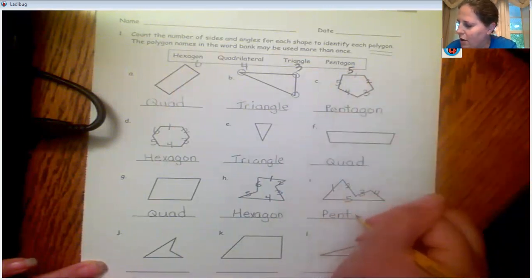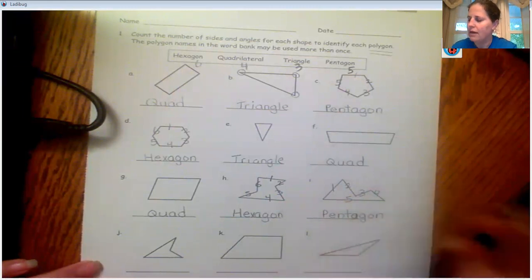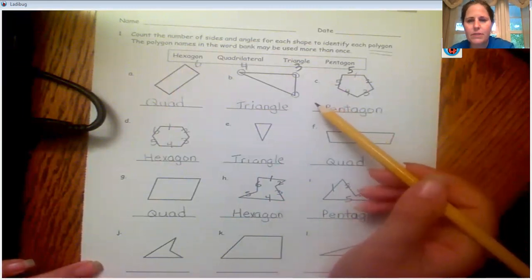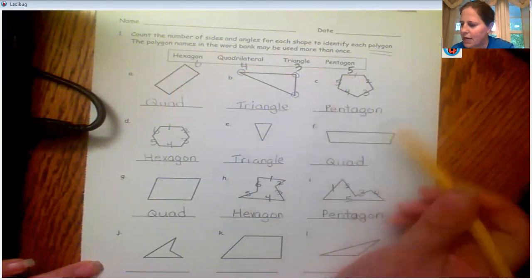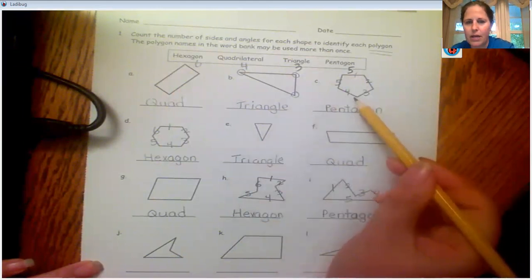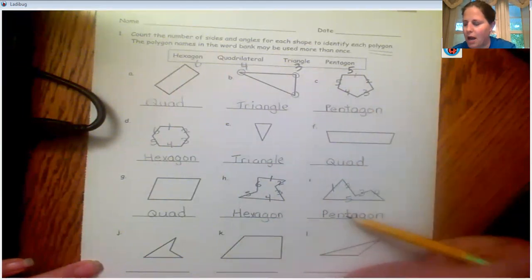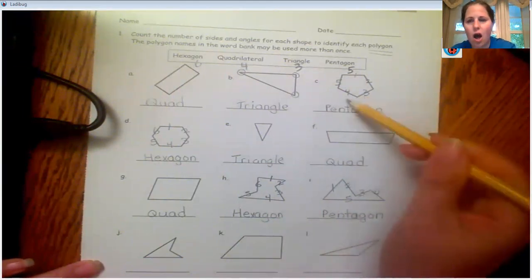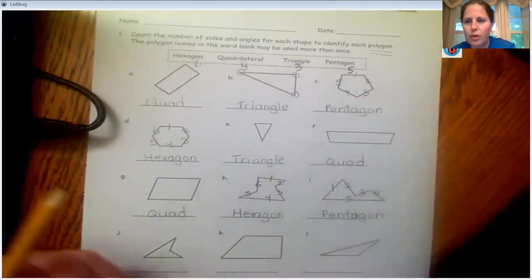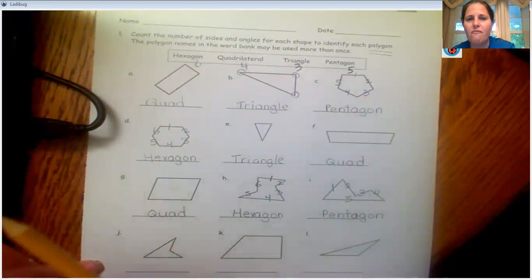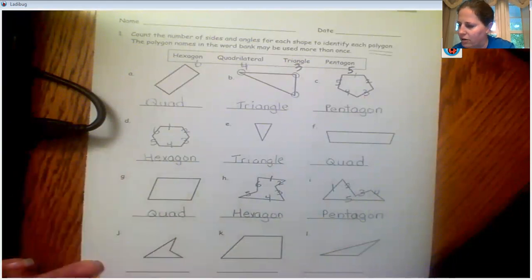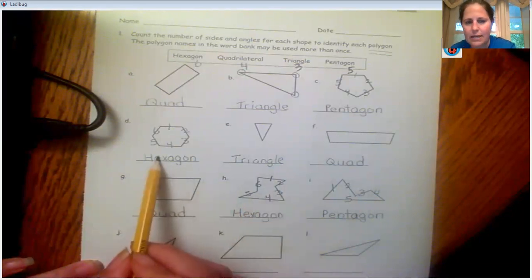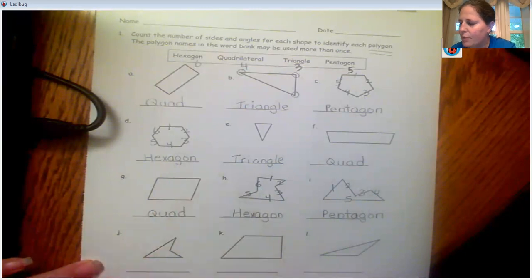What you're probably noticing is that these different shapes can look completely different. So this is a pentagon up here, but this is also a pentagon. They don't look at all alike, but what makes them both pentagons is that they both have 5 sides and angles. This is a hexagon, and so is this. They look completely different, but they both have 6 sides and angles, and that's what makes them a hexagon.